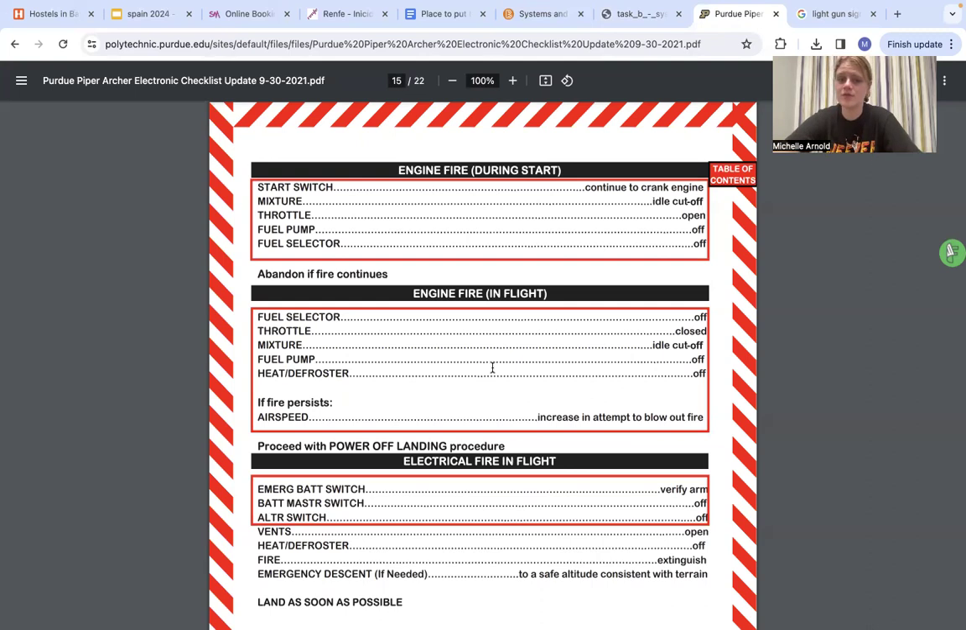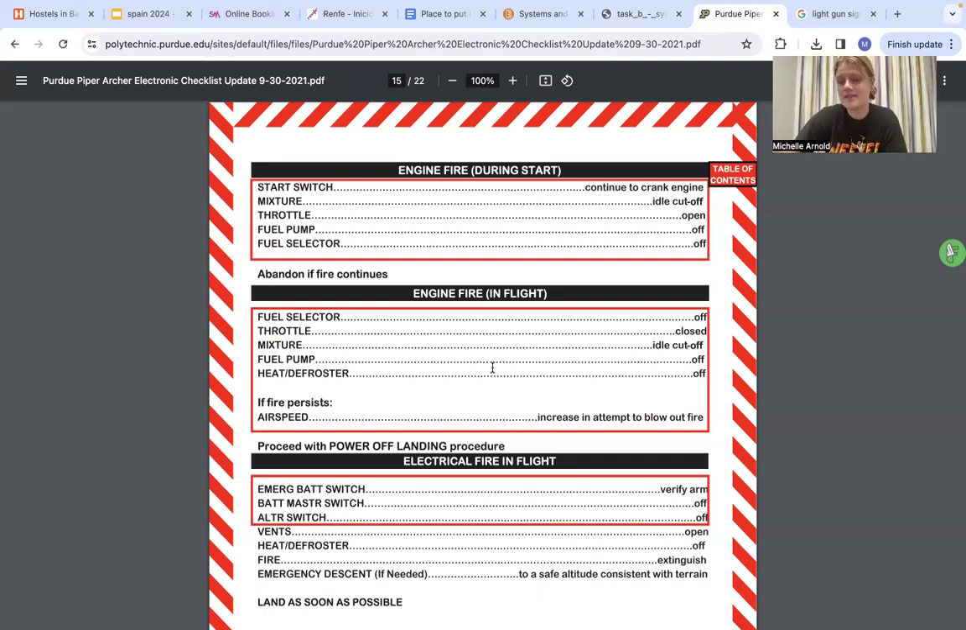So first thing you're going to do is fuel selector to off. It's going to be in that bottom left. You just switch it. There's a right, left, and off position. You're going to switch it to off. And then immediately after, you want to close the throttle all the way to idle, mixture all the way to idle, fuel pump off, and then you're also going to want to turn off the heater and defroster.